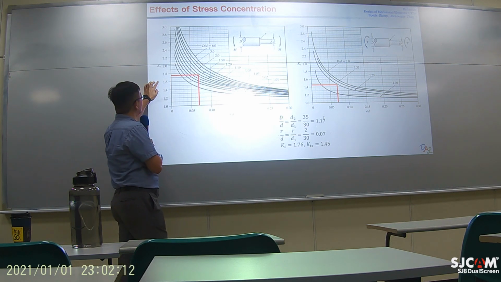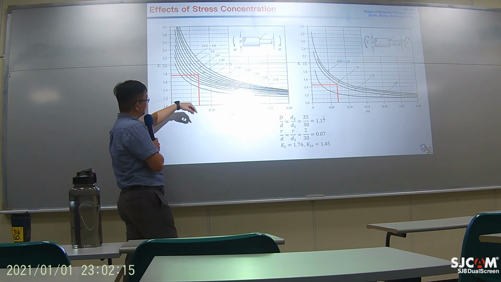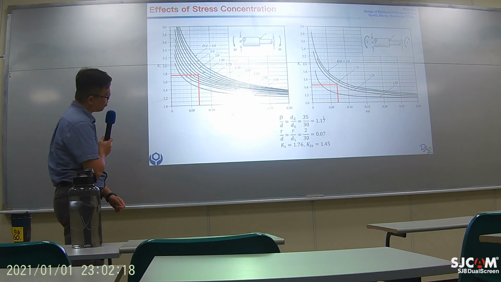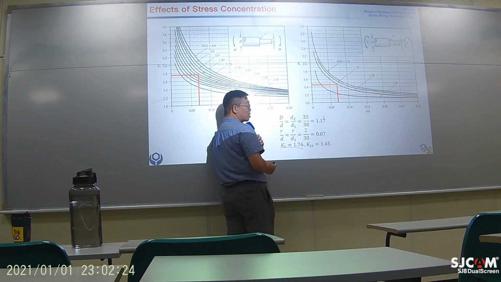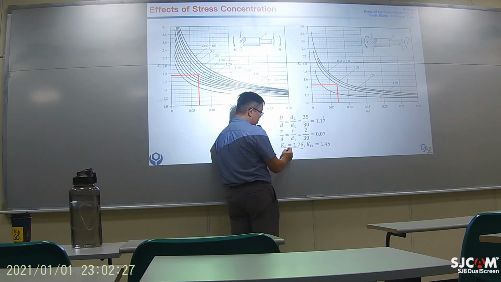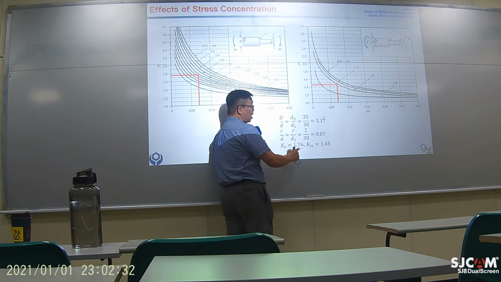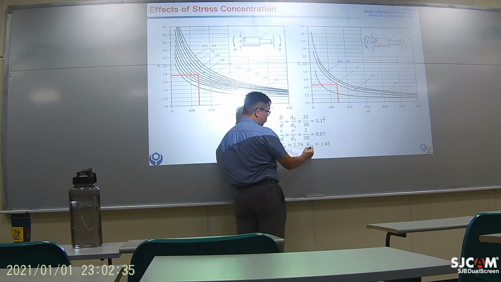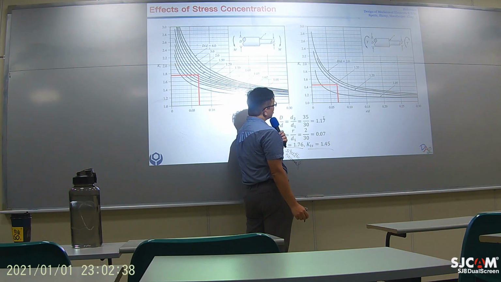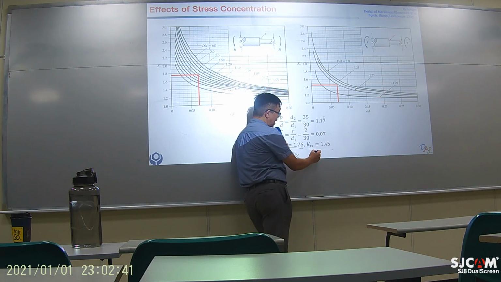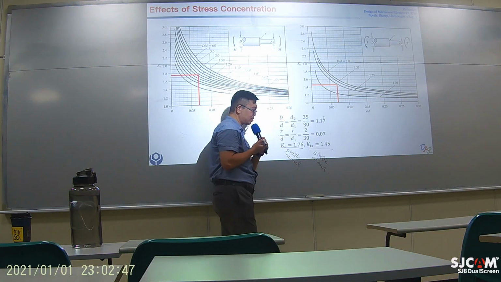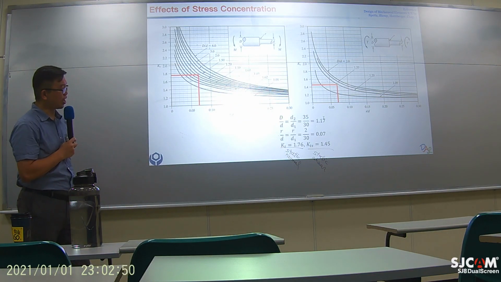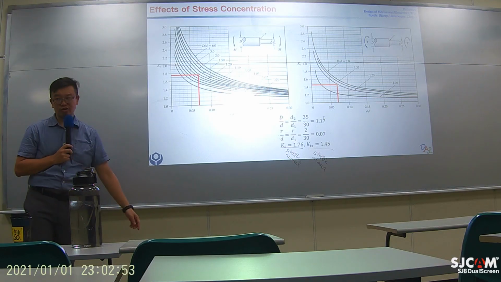So your Kt is 1.7 something, like 1.7. In my reading last time it is 1.76. So this would be the stress concentration factor for static load and normal stress. And if you do the same thing on the right hand side, you will get Kts equal to around 1.45. That is static load but shearing stress. Okay? So we will be applying these two numbers into our design equation.